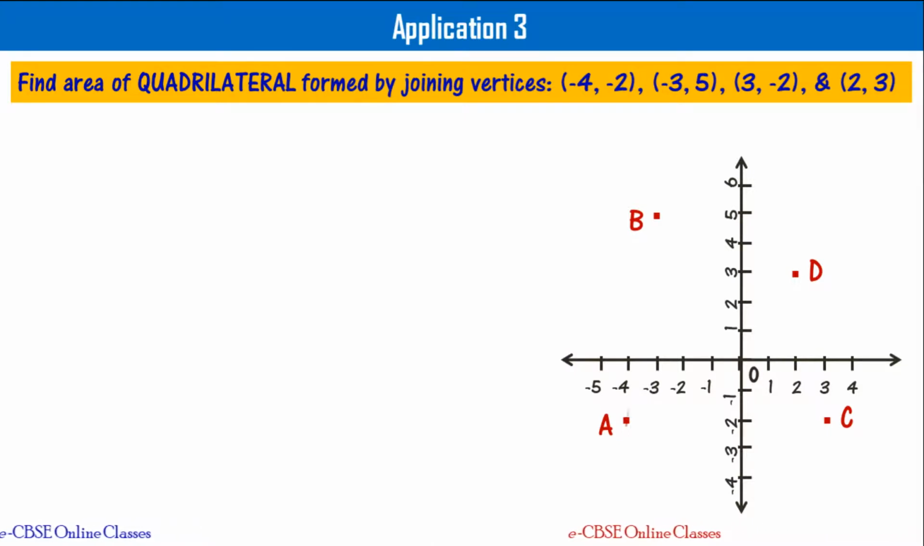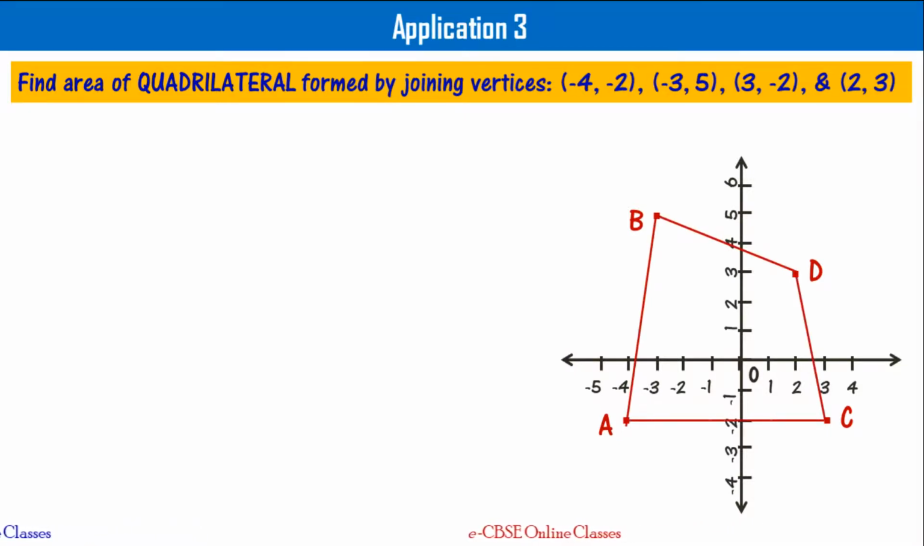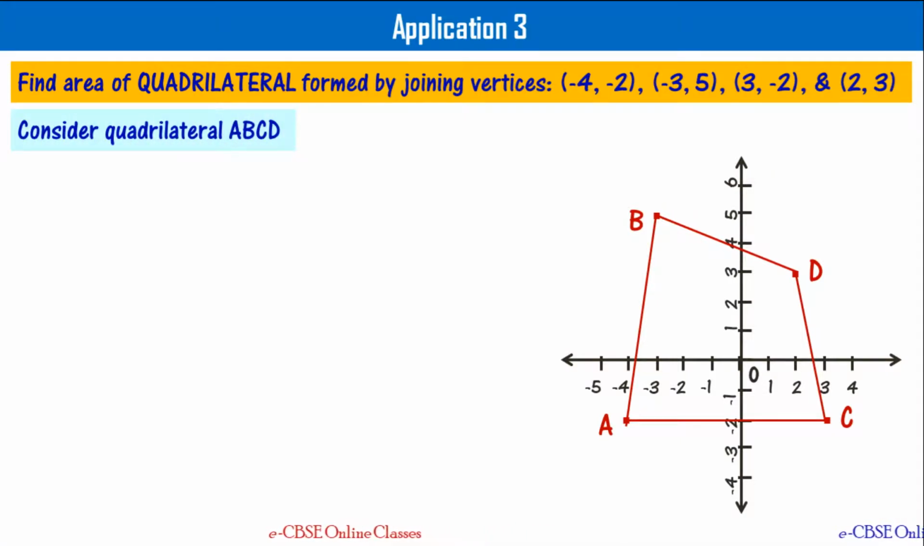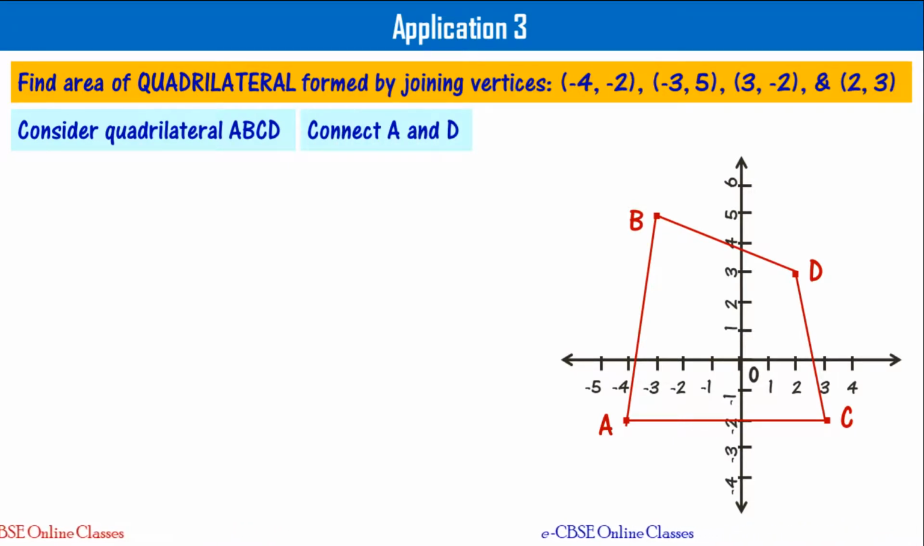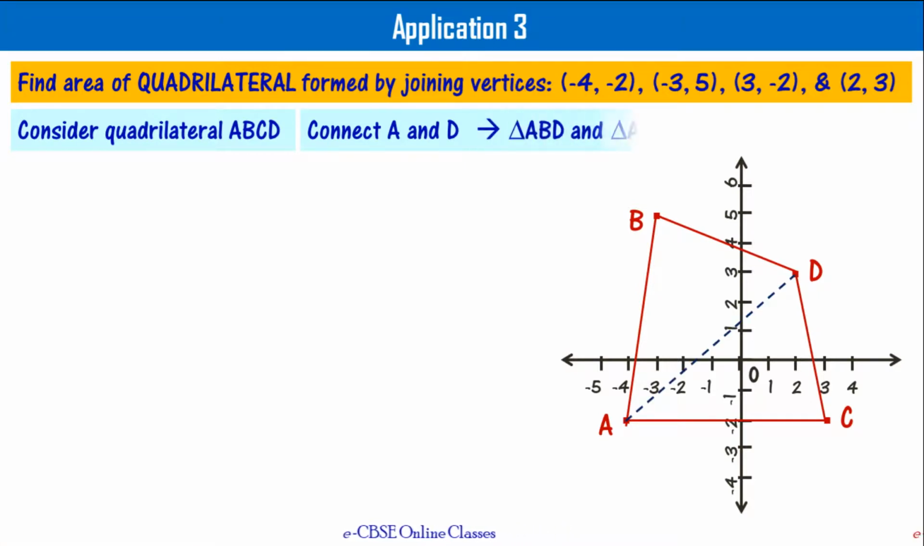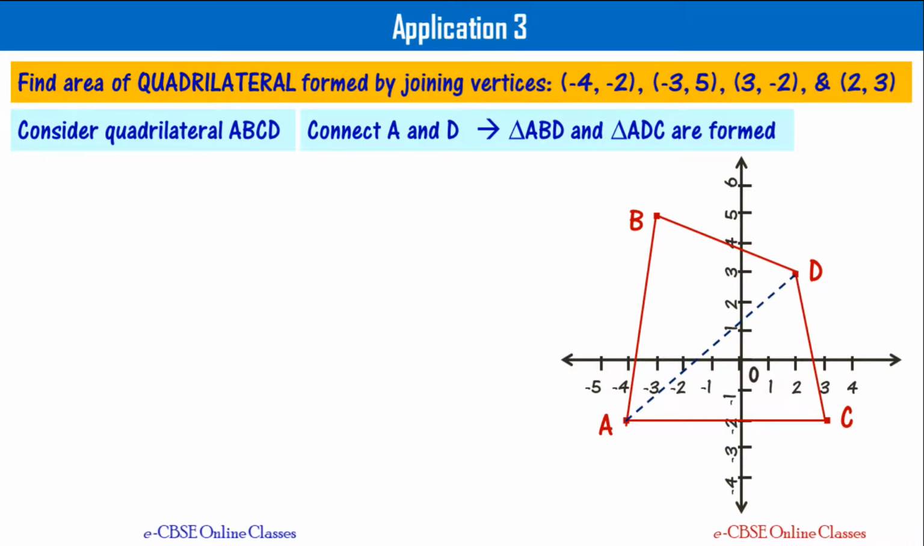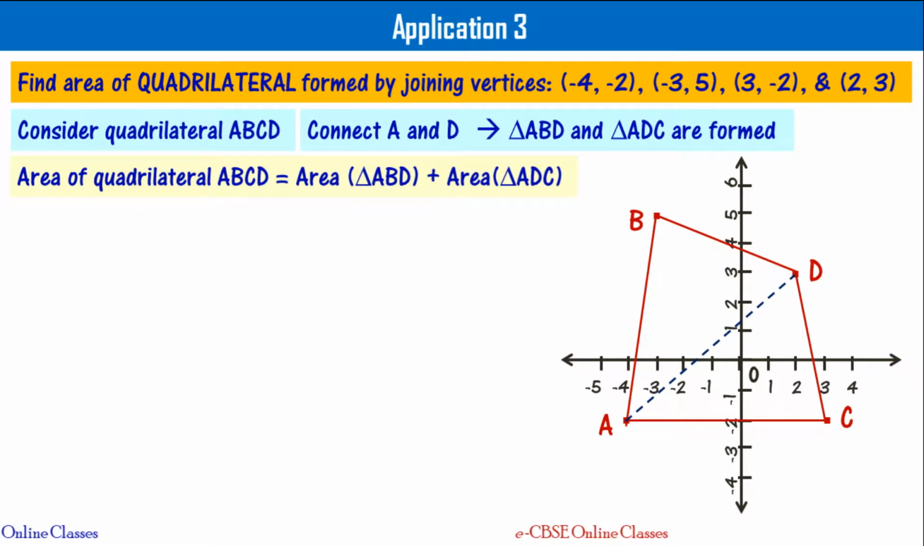Let's connect these points such that we get quadrilateral ABCD, right? Let us consider the quadrilateral just drawn, that is quadrilateral ABCD. If you connect points A and D, what you get is two triangles, right? Those are triangle ABD and triangle ADC. By observing the figure, we can say that area of quadrilateral ABCD equal to area of triangle ABD plus area of triangle ADC, right?